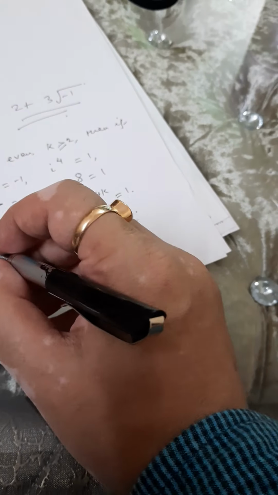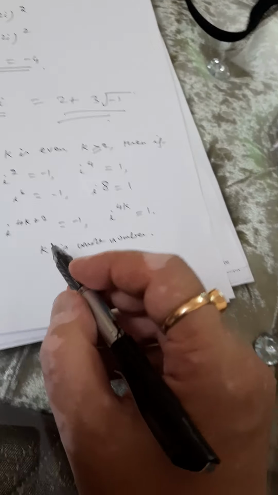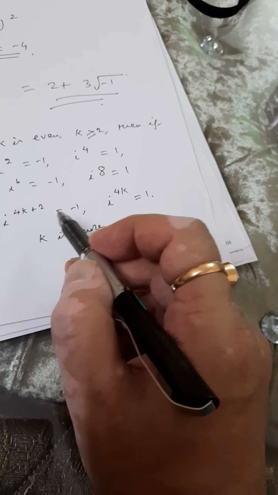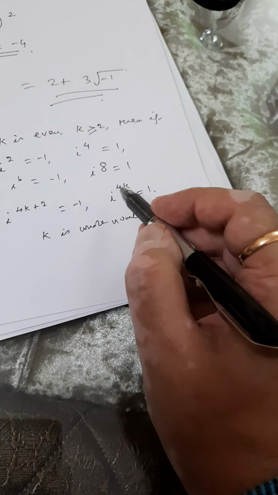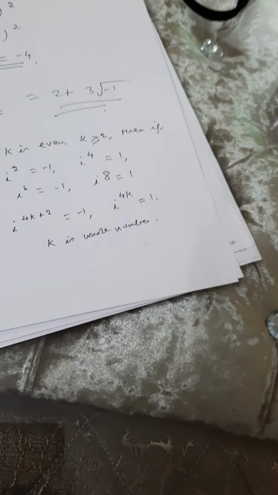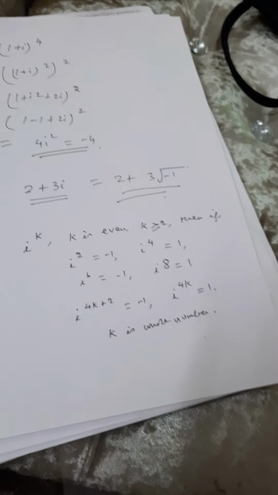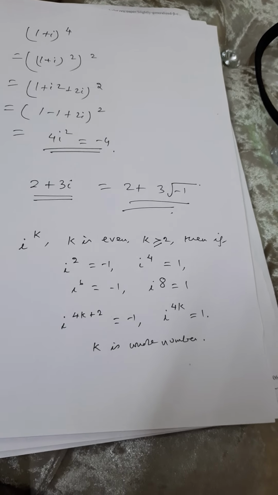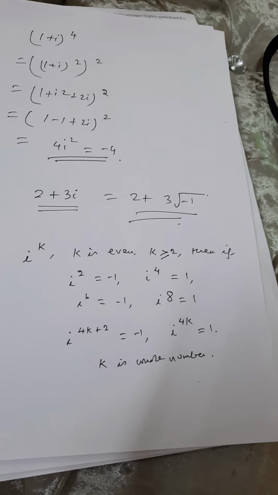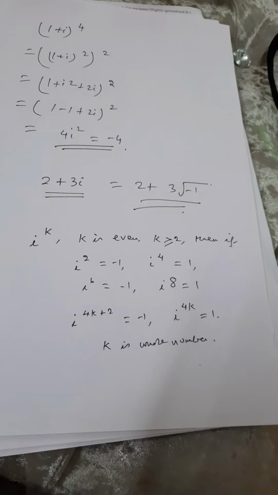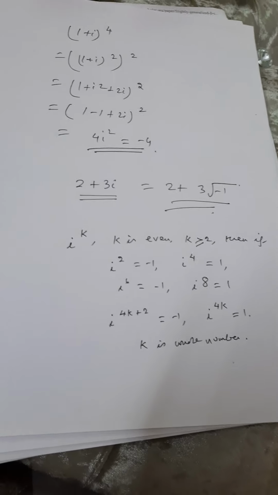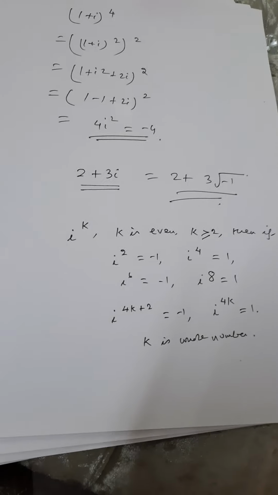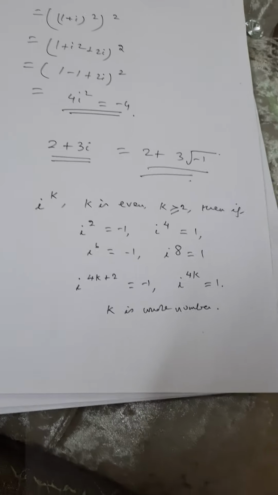So we have this result to be remembered. Iota's power 4k plus 2 is minus 1. Iota's power 4k is always 1. Please check it out, and any doubts you let me know for this. So within 1 or 2 days I will take the next class of complex numbers, and I will sort out some of your doubts of set theory where you asked to prove some identities. Thank you.